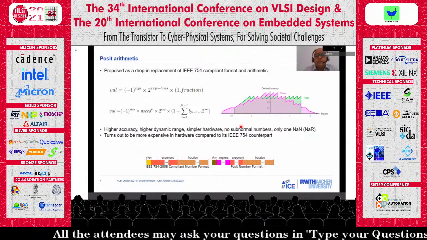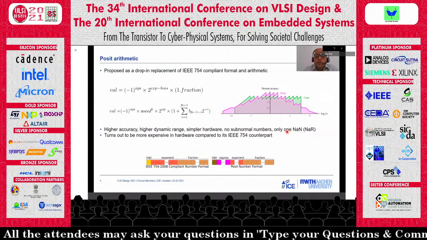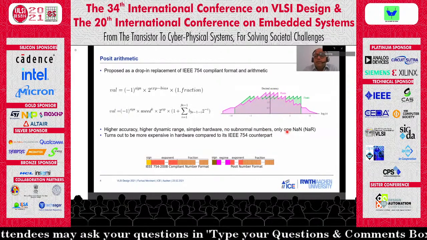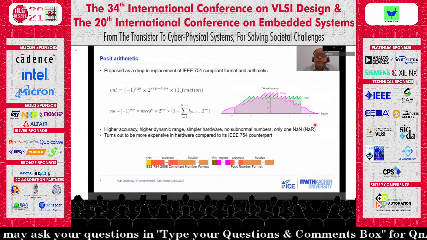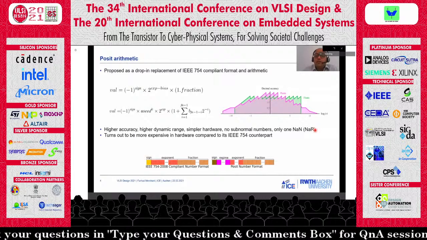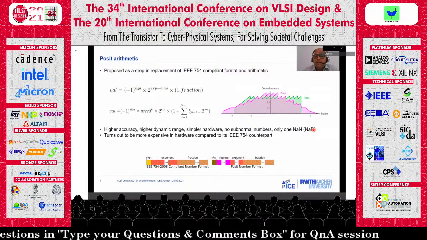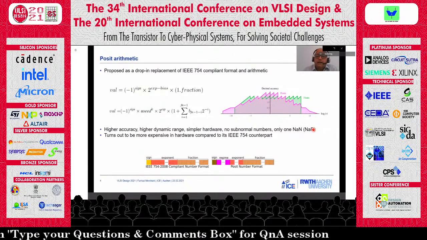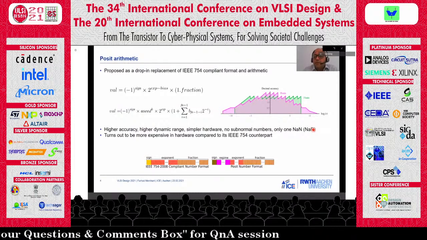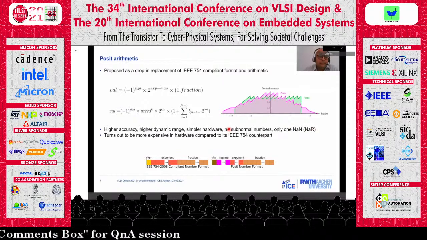Now, but in case of POSIT, you don't have this notion. Also, when it comes to Not-a-Number, there is only one representation. In case of POSIT, it's called Not-a-Real, and there is only one bit pattern assigned to it, unlike the IEEE 754 standard, where the bit patterns are in millions. So there is no wastage of bit patterns in POSIT.